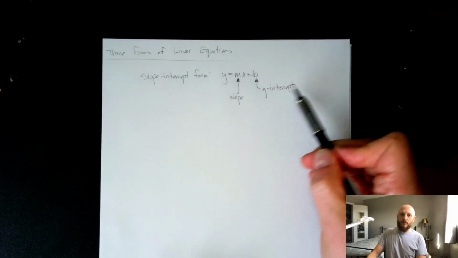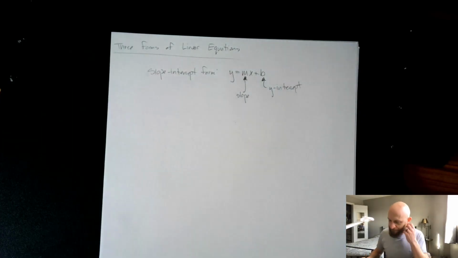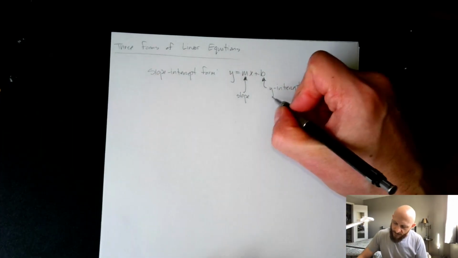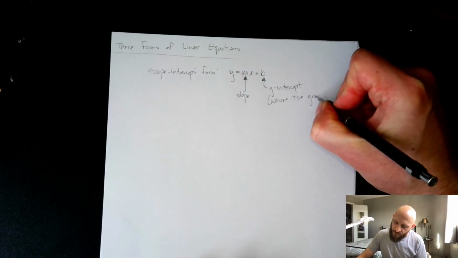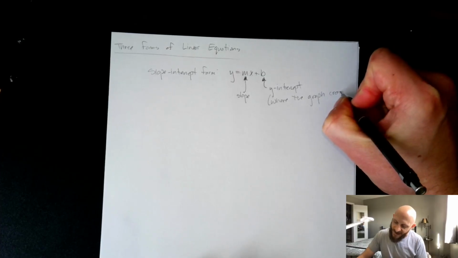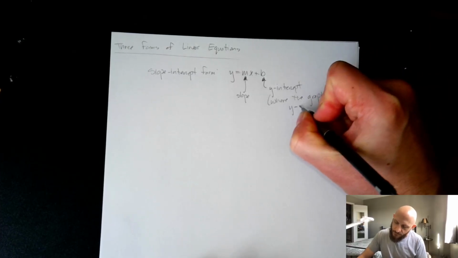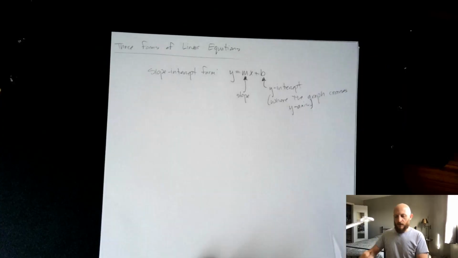So, slope-intercept form. What is the y-intercept? This is where the graph crosses the y-axis. Okay?